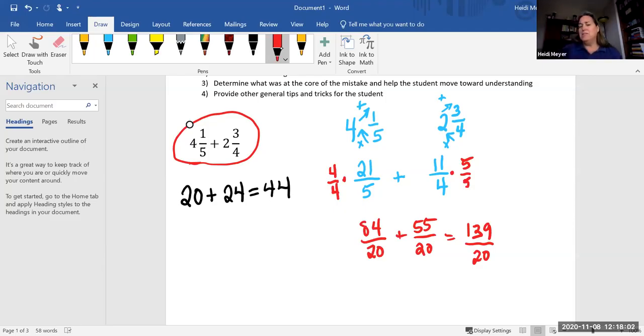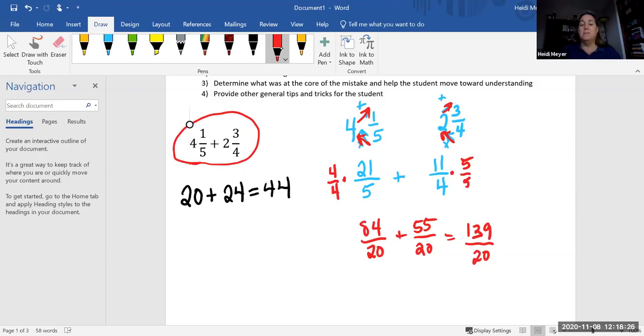So it seems to me that at the core of the mistake, so I'm moving on to number 3 here, determine what the core of the mistake was. It seems like the student had maybe just memorized some rules and knew that they needed to do something like what I was doing up here, and they thought it involved just multiplying and that you just got a single number out of it.